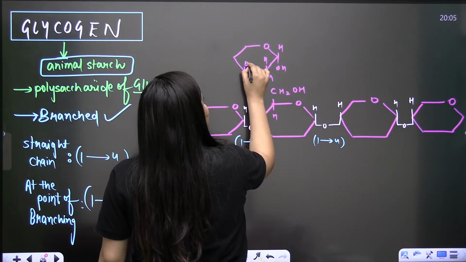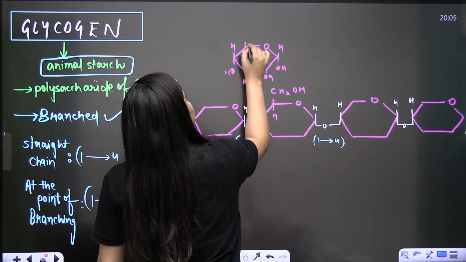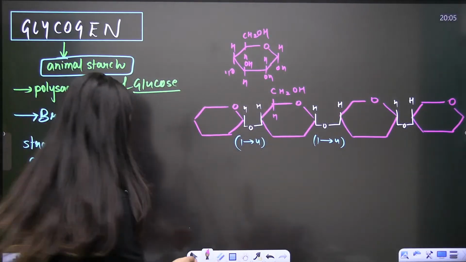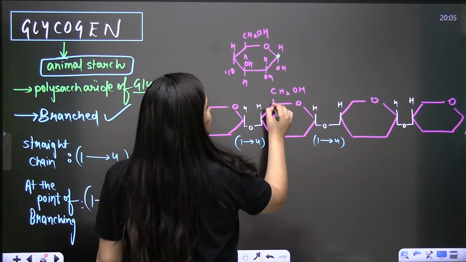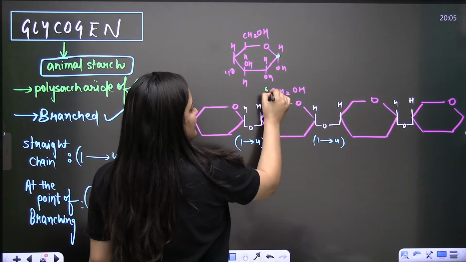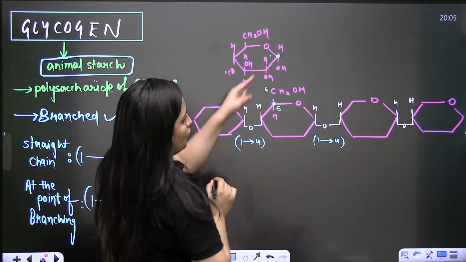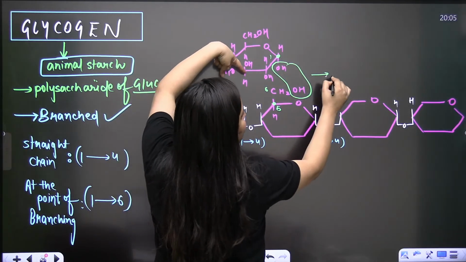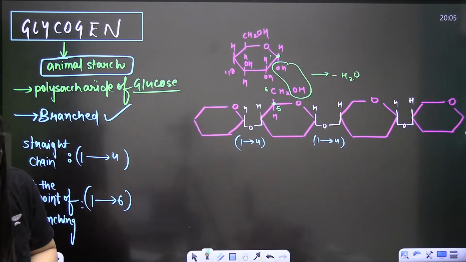I hope it is clear to you all now. Here, this is the first carbon. This one is the fifth carbon and this one is the sixth carbon. This one is the first carbon. So obviously the bond formation will occur here. At this point, there will be the minus H2O. Yes or no?